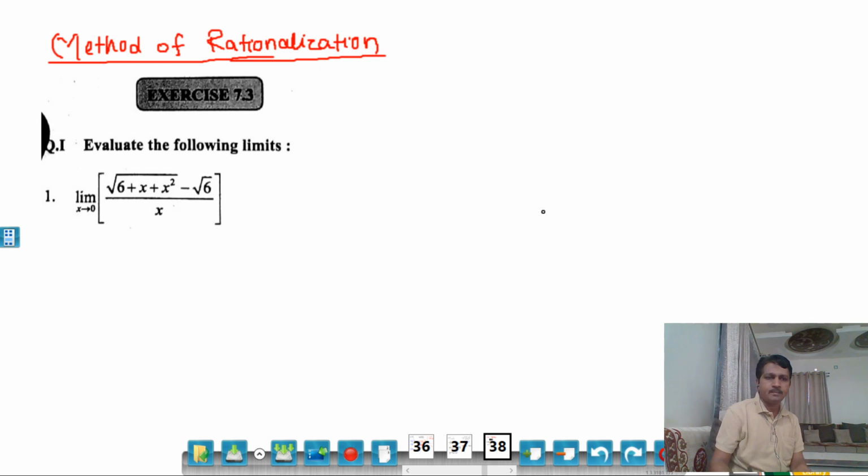This is the first example now from rationalization. One more thing, some of the students were saying that the content is very blurry.